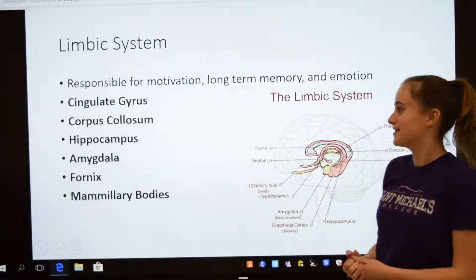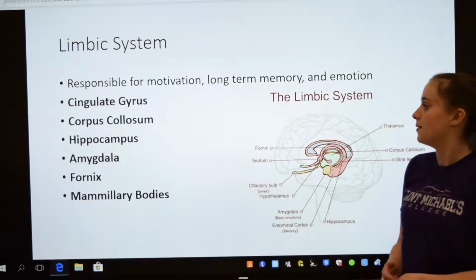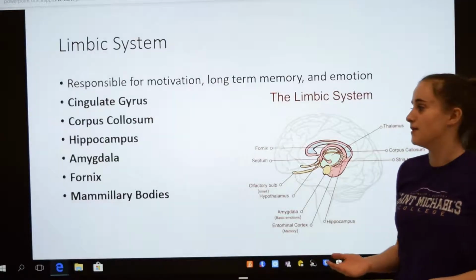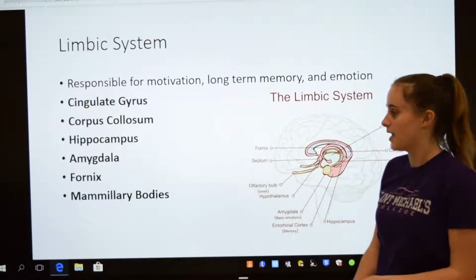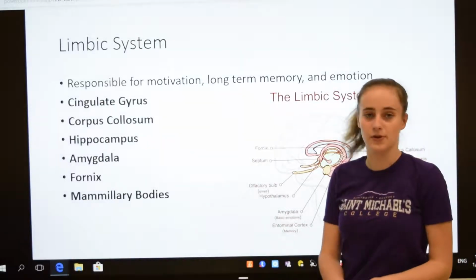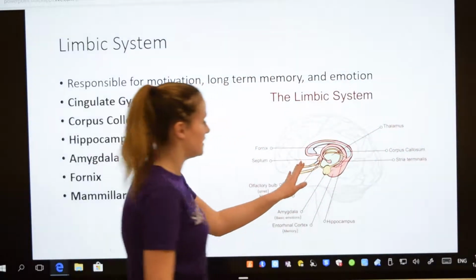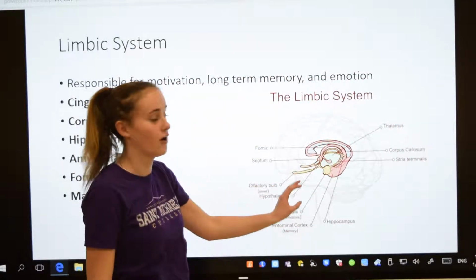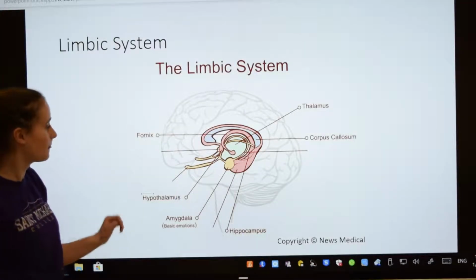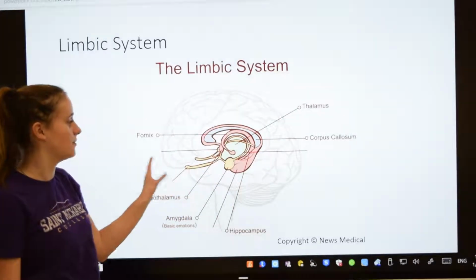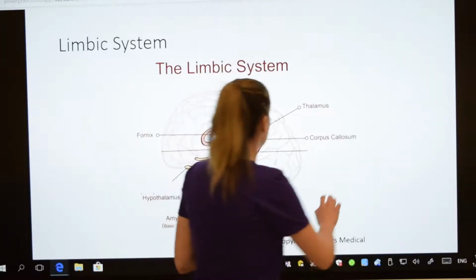Then we have the limbic system, which is responsible for our motivation, long-term memory, and emotion. So parts of the limbic system are the cingulate gyrus, the corpus callosum, the hippocampus, amygdala, fornix, and mammillary bodies. In this image right here, you can see how they're all connected and they're all highlighted. And that's also in this image right here. So all aspects of the limbic system are connected so that way they can communicate with one another.